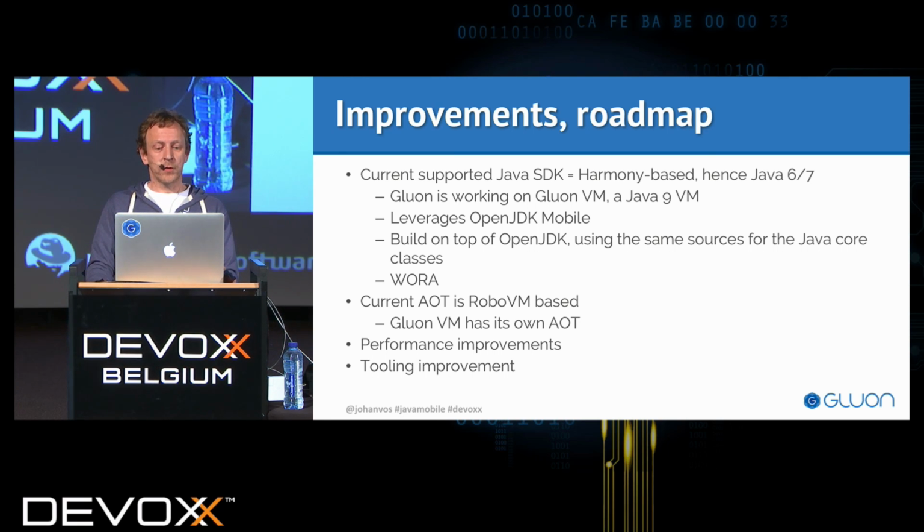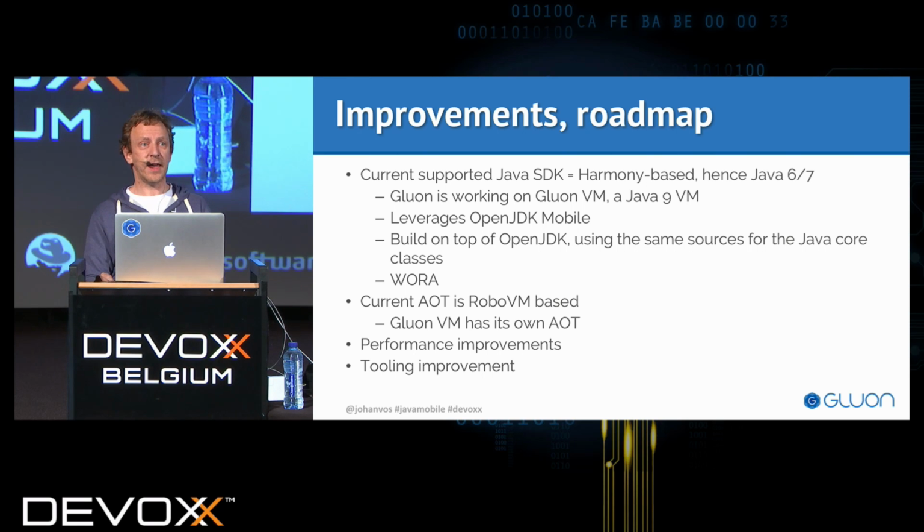So we are working with Gluon on the Gluon VM, which will be a Java 9 VM, which leverages OpenJDK Mobile. The OpenJDK Mobile project is an effort by Oracle, where they port the OpenJDK classes and the virtual machine to mobile operating systems in general. So it is leveraging the code from OpenJDK, so it's 100% the same code for desktop and for server and for mobile devices. So that is then really write once, run anywhere.